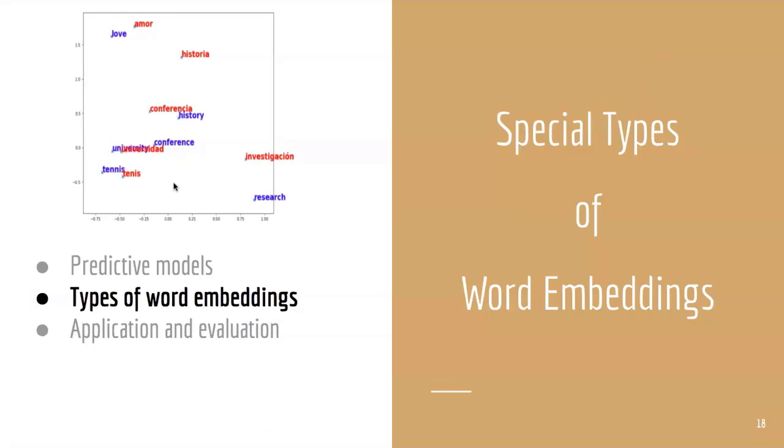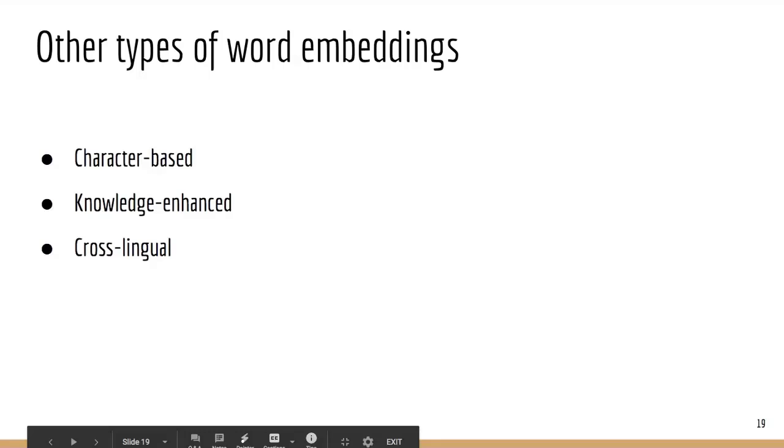So this is all for the most common word embedding approaches, both count-based and predictive models. And now I'm going to move to some special types of word embedding, or we should better say some ways to improve this standard architecture to learn word embeddings.